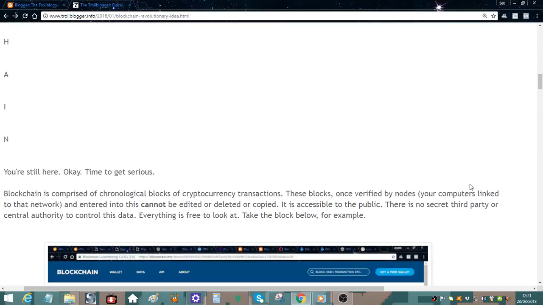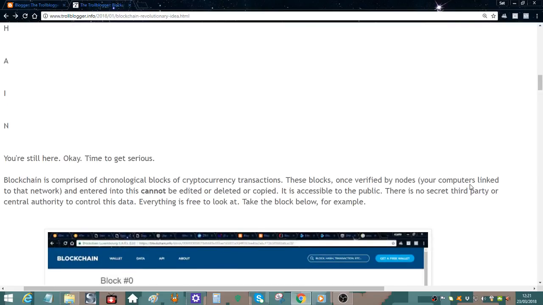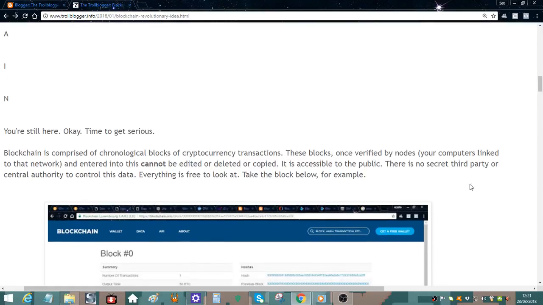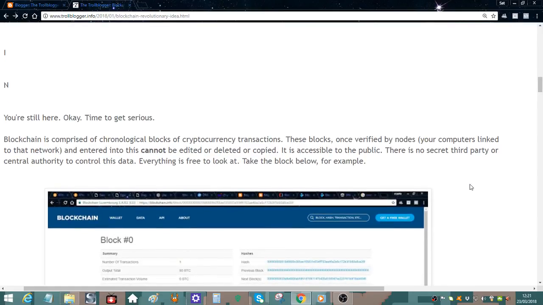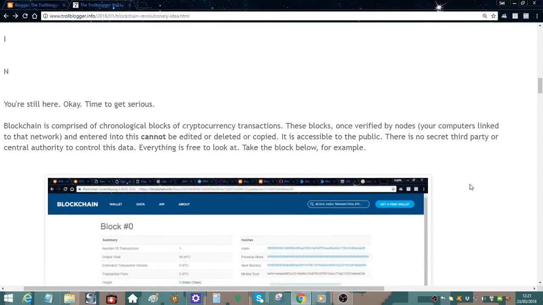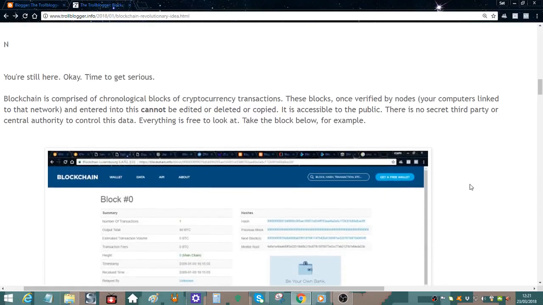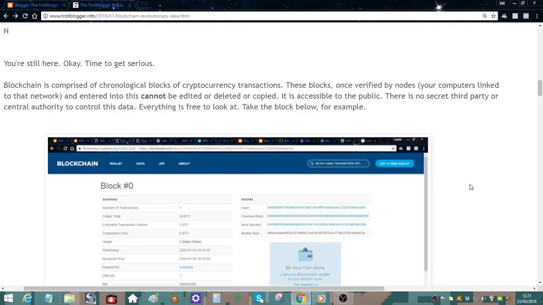Blockchain is comprised of chronological blocks of cryptocurrency transactions. These blocks, once verified by nodes, your computers linked to that network, and entered into this, cannot be edited or deleted or copied. It is accessible to the public. There is no secret third party or central authority to control this data. Everything is free to look at.